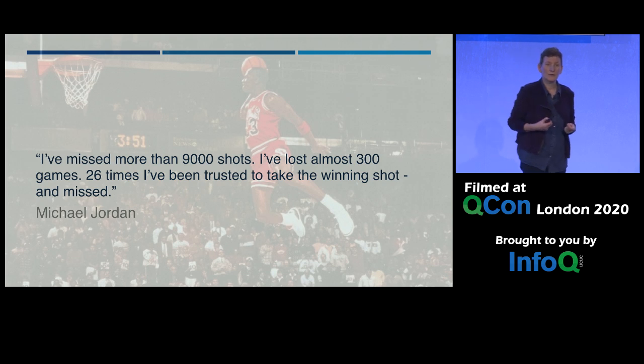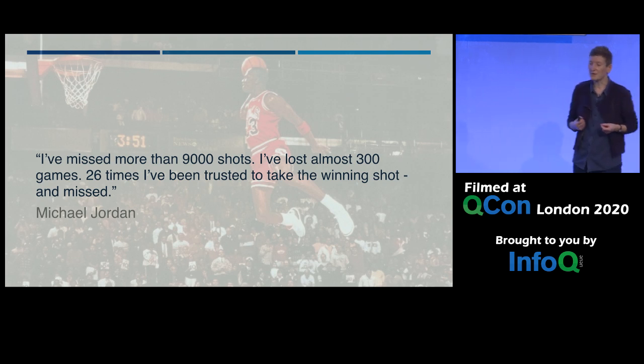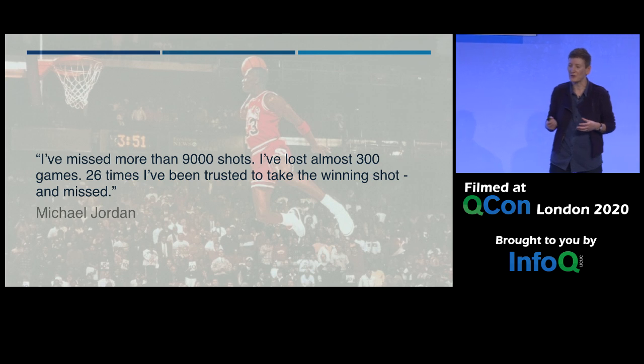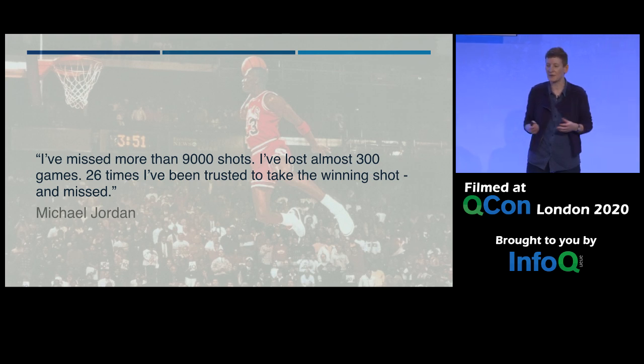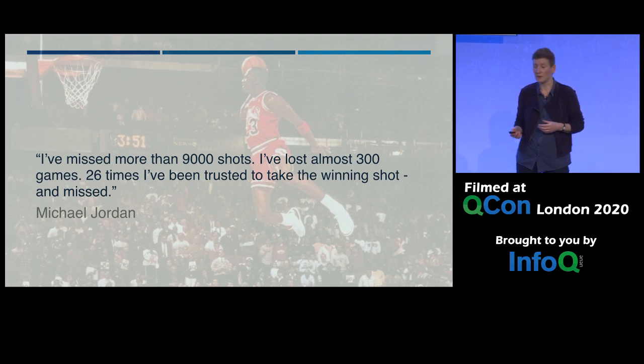Michael Jordan, famous quote, I've missed more than 9,000 shots. I've lost almost 300 games. 26 times I've been trusted to take the winning shot and missed. But he didn't give up. He keeps on going.